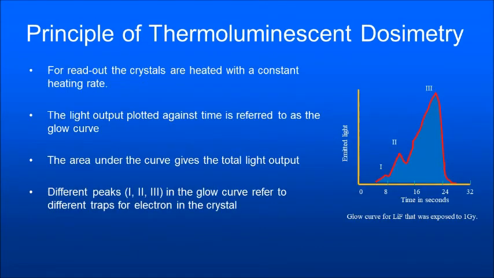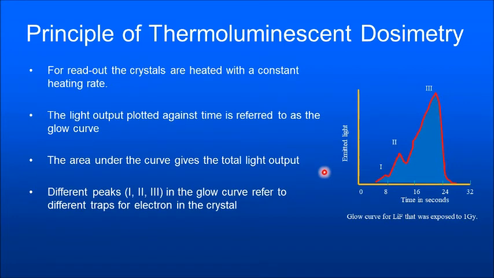For readout of these crystals after irradiation, the crystals are heated with a constant heating rate. The light output can be plotted against the time. And this is actually referred to as the glow curve of a TL material. The peaks depend on the type of TL material. The area under the curve actually gives the total thermoluminescence output.